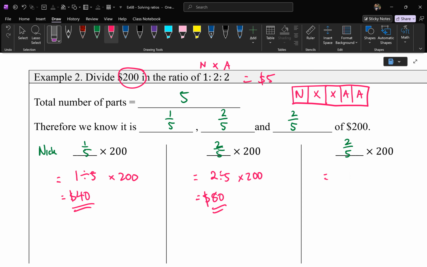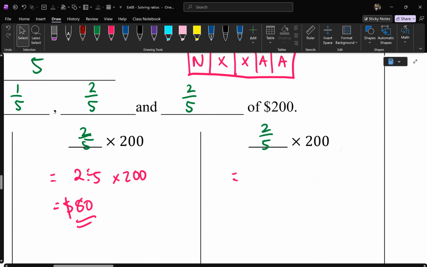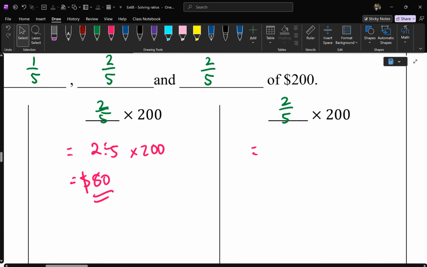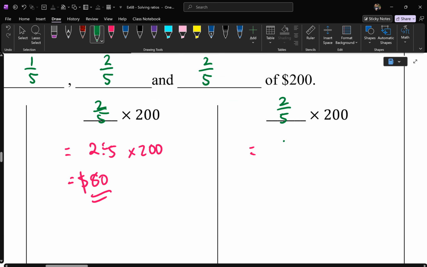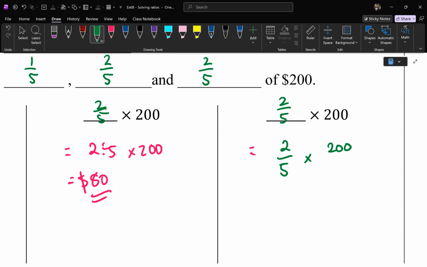Now, if you did want to do it by hand, this is the fraction skill, so 2 over 5 times 200. Now 200 is a whole number. You have to write it as a fraction in order to do fraction skills. How do you write 200 as a fraction? 200 over 1. Okay, because that's how many ones in 200? There's 200 of them, so 200 over 1.